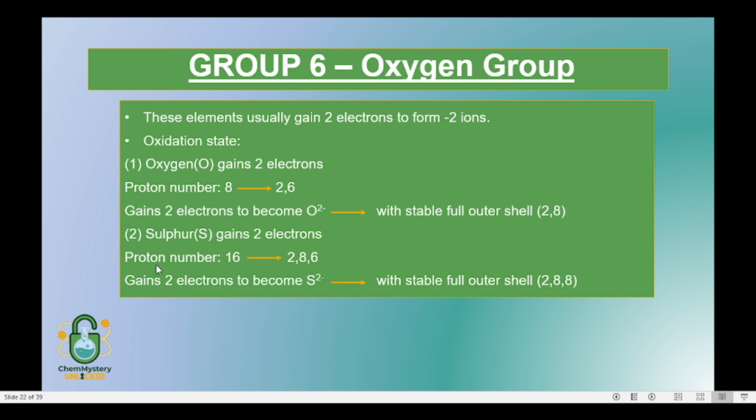So electronic configuration is 2 electrons in the first shell, 8 electrons in the second shell, and 6 remaining electrons in the third shell. Now which thing is easier? Either losing 6 electrons or gaining 2 electrons. Gaining 2 electrons is easier. So it gains 2 electrons to become sulfur with a 2 minus charge with stable full outer shell. 2 electrons in the first shell, 8 electrons in the second shell, and 8 electrons in the third shell, which is the outermost shell.